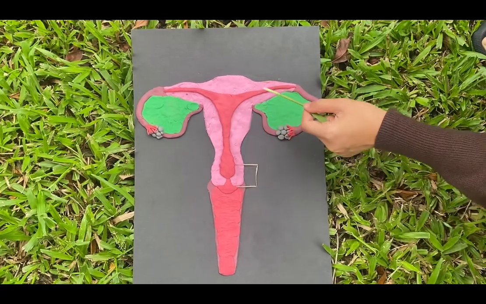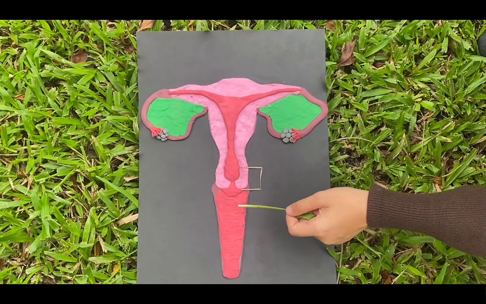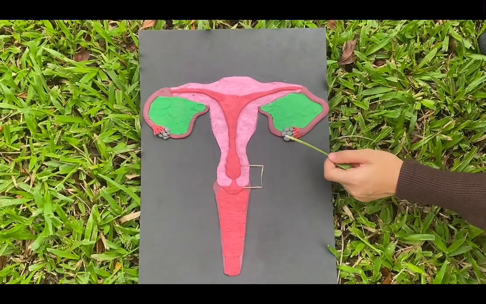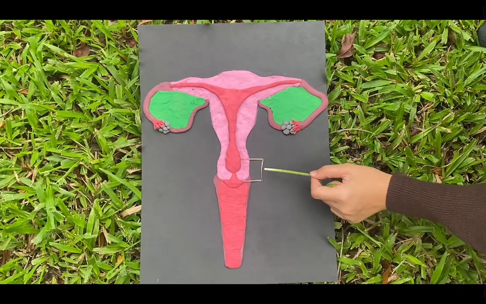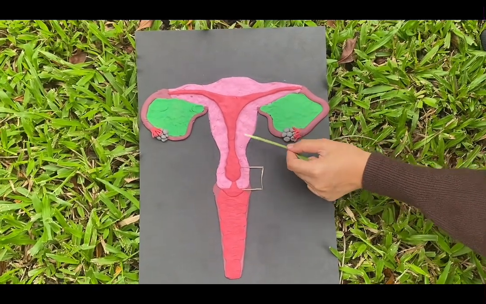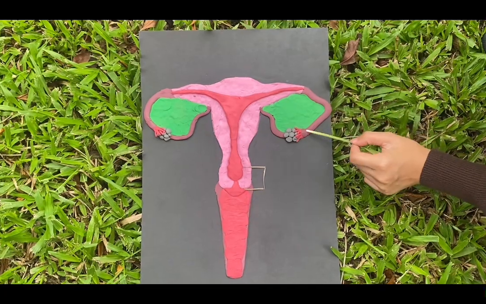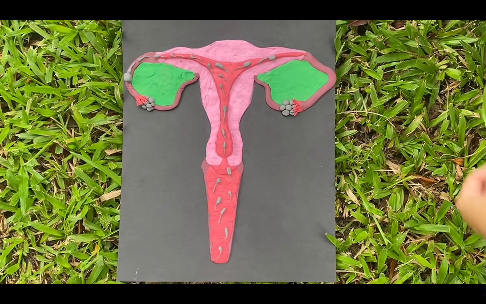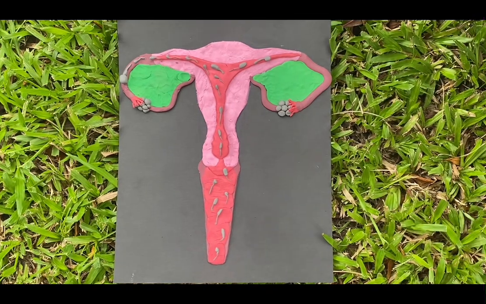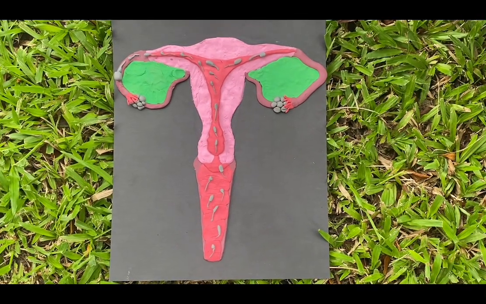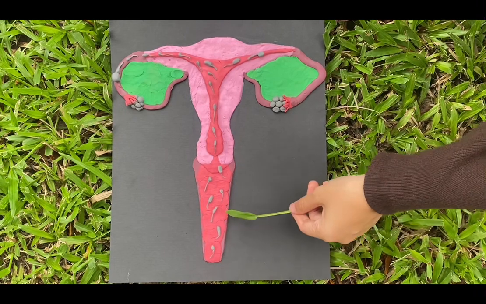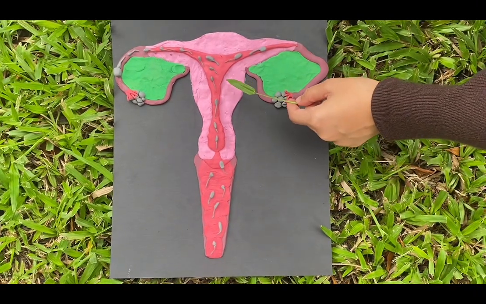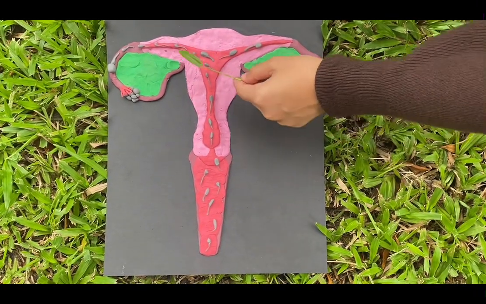This is the internal part of the female reproductive system, which we have here: vagina, cervix, uterus, ovary, and fallopian tube. Next, we move on to the fertilization process in the female reproductive system. Fertilization happens when sperm swims up through the vagina and fertilizes an egg in the fallopian tube.